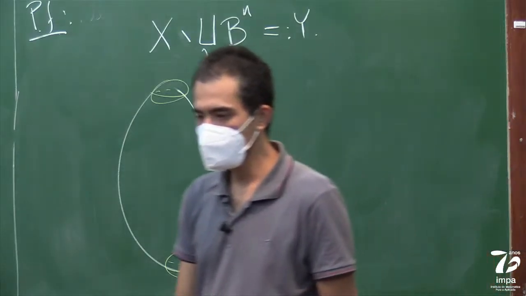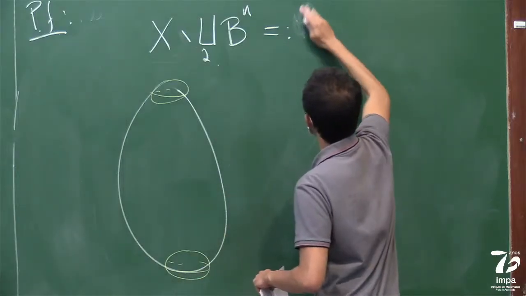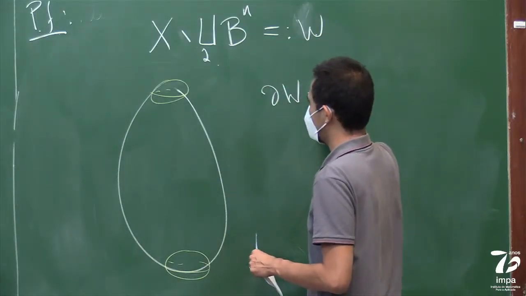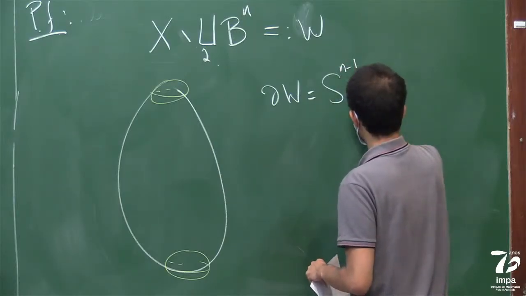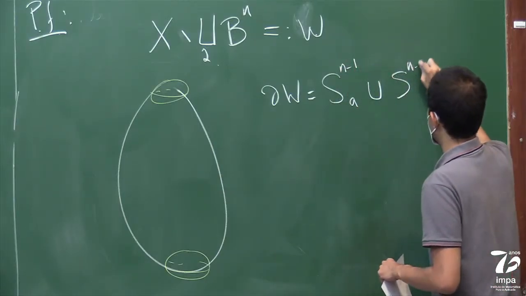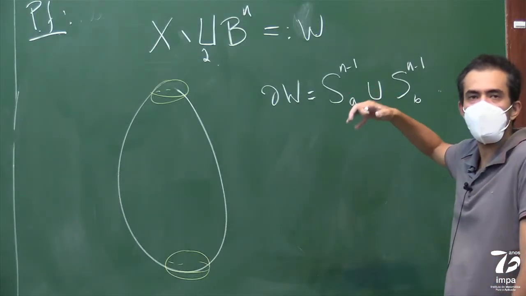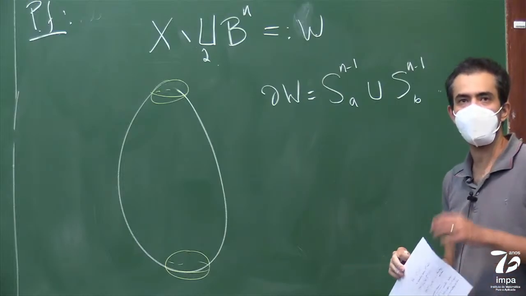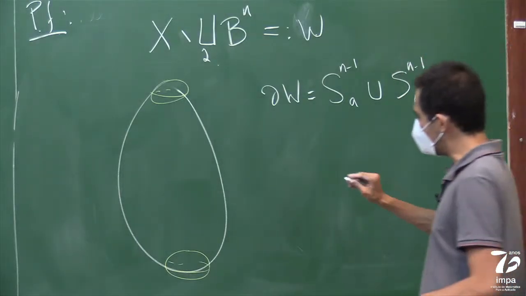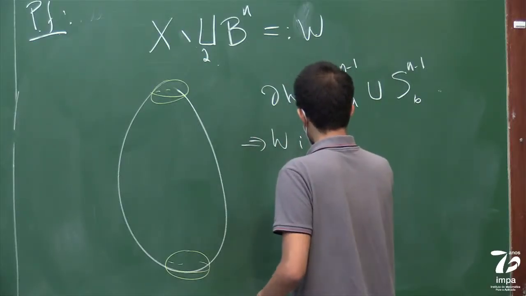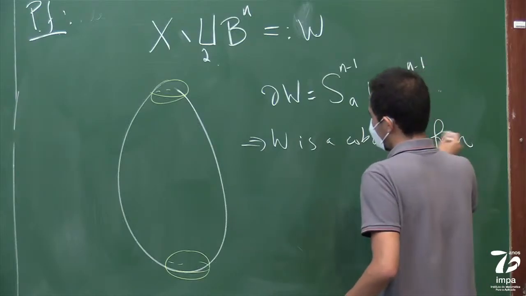And now you can see the boundary of these 2 balls. You can see this guy, W. Now the boundary of W is 2 spheres. So you have an Sn minus 1 A, disjoint union with an Sn minus 1 B. One of them has the opposite orientation, but it's a sphere that comes with the orientation that it comes with, and it's diffeomorphic to a sphere. So then this W is a cobordism, as I explained, from one sphere to another one.